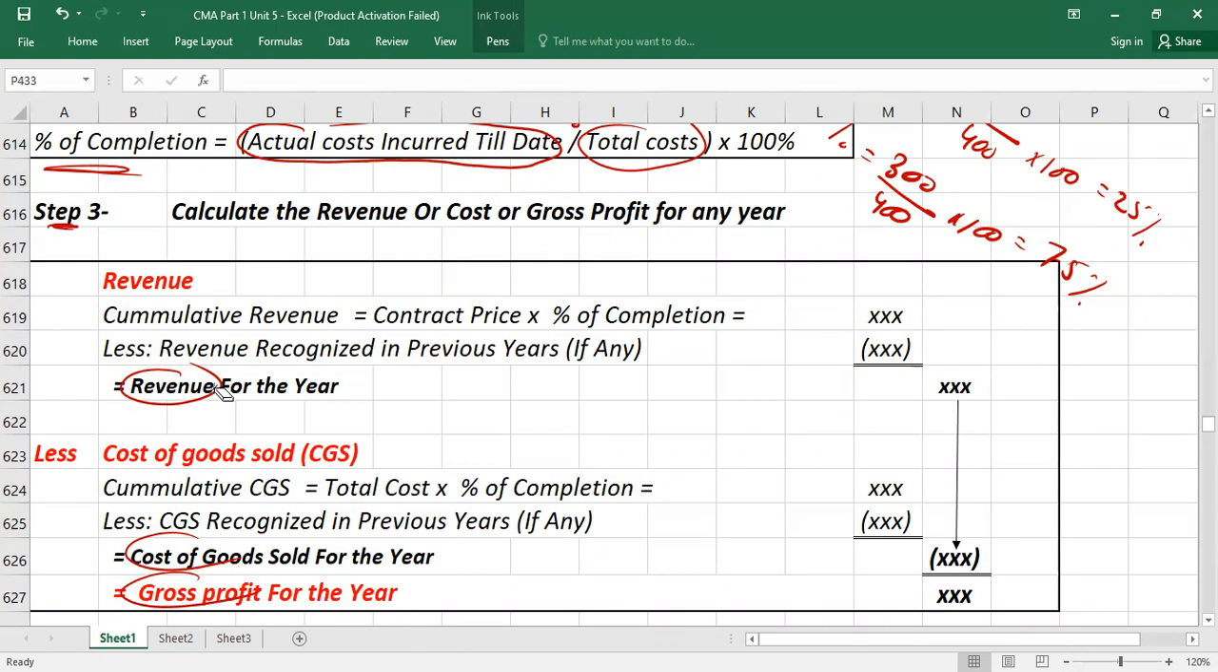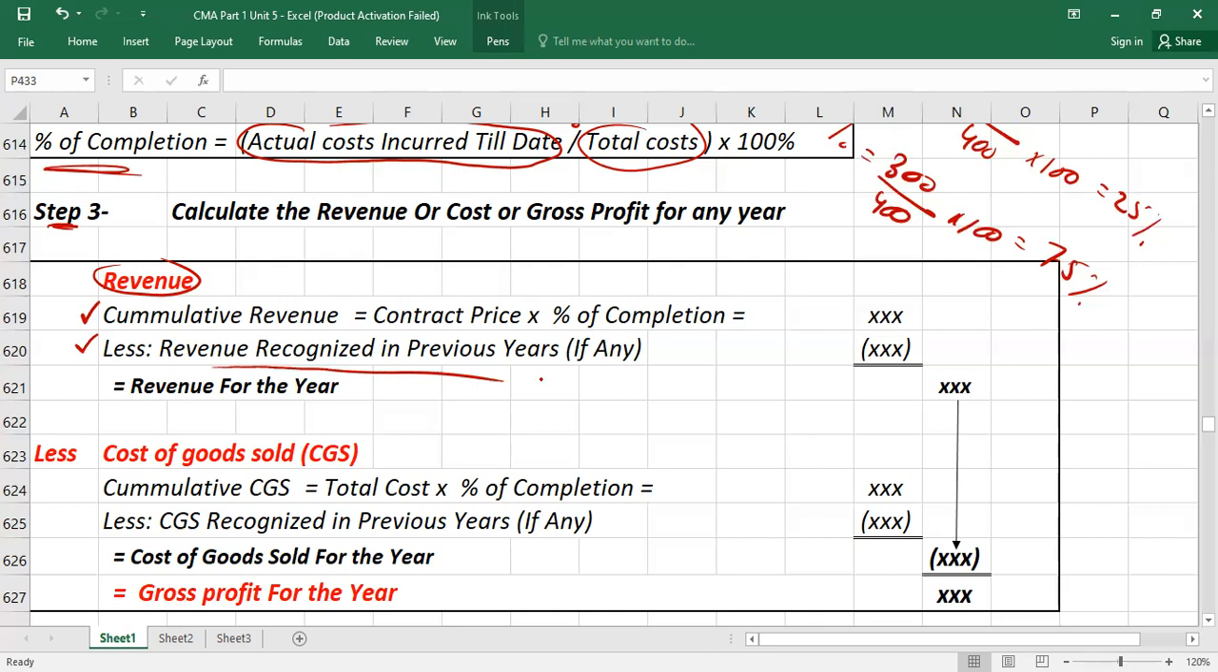So first I'm going to talk about the income statement. We always write revenue, we always deduct cost of goods sold, and we will get gross profit. So how will you calculate the revenue for that specific period? You have to follow this format. First of all, I'm working on the revenue now. First, I have to calculate cumulative revenue. Cumulative revenue means total revenue till date. And from there, I will deduct revenue recognized in previous years.